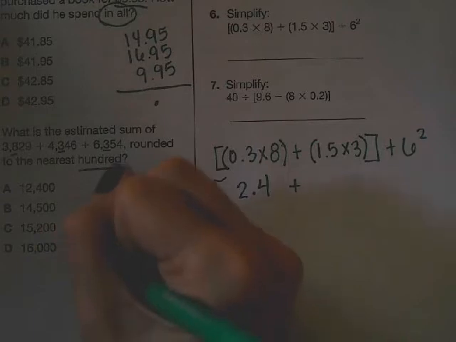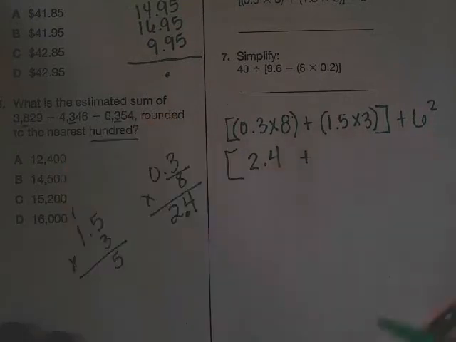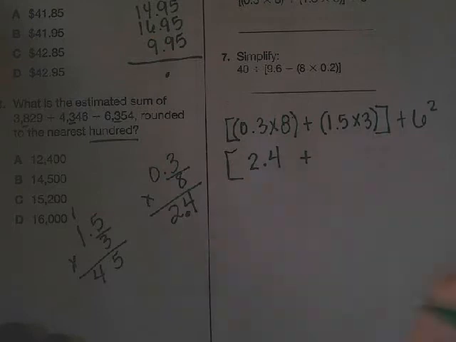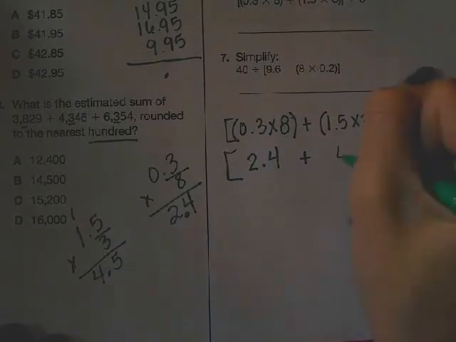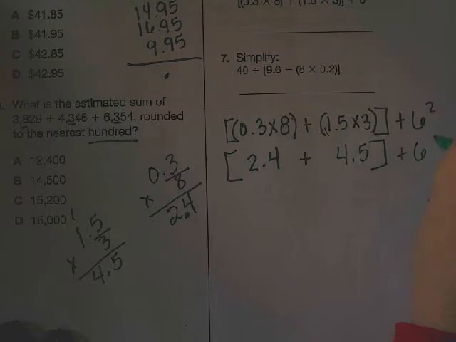1.5 times 3. 5 times 3 is 15. 1 times 3 is 3 plus 1 is 4. 1 place behind the decimal, 1 place behind the decimal in the answer. All right. Put that bracket back. Remember, those parentheses are gone, plus 6 to the second power.